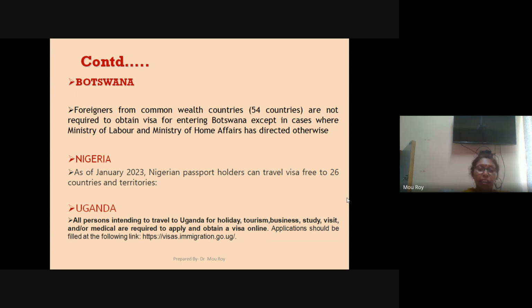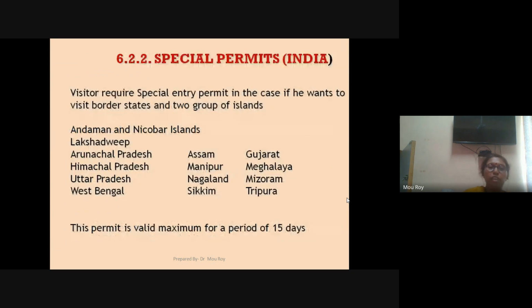Yes, you can see I have also given you the link where visa applications should be filled, the visa immigration link. So you have to do a lot of exploring. And there are some special permits. In India, these are the states which share borders with other countries.